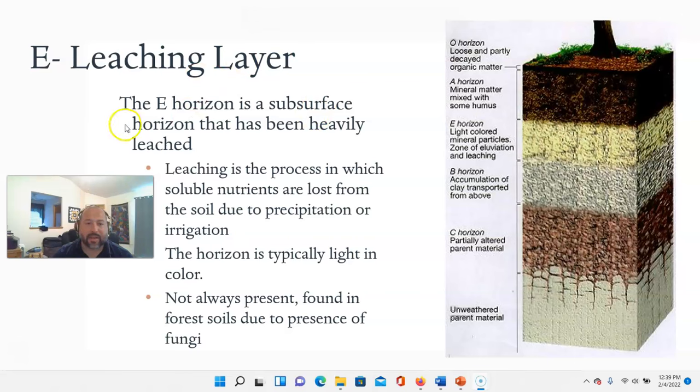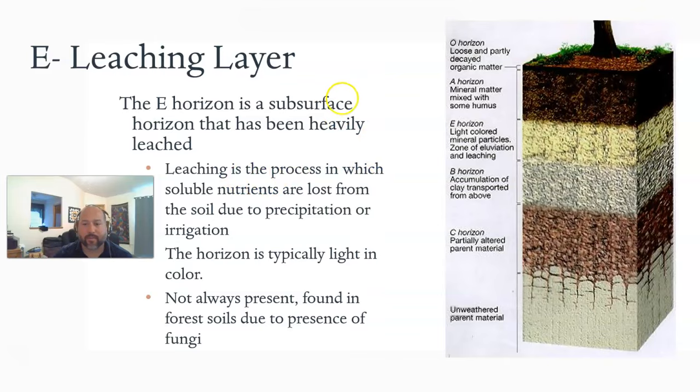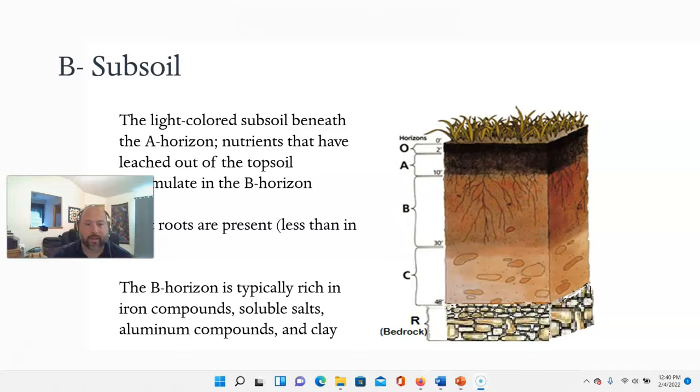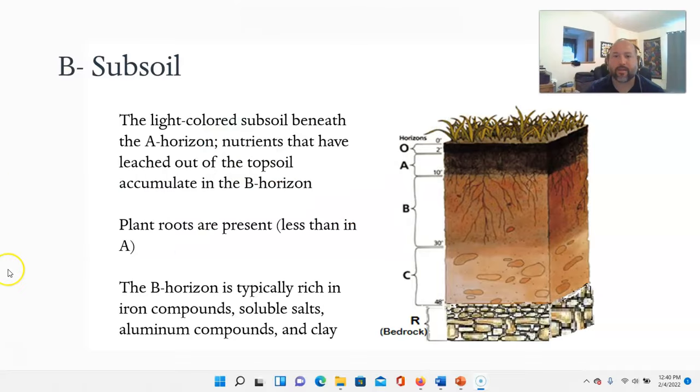Like I said before, the E layer is not seen in every single forest layer, but you could see it there, and it's usually pretty distinct because it's got that light color to it, and it just goes from dark to light and then back to a darker color again. Alright, move myself back up here and out of the way.